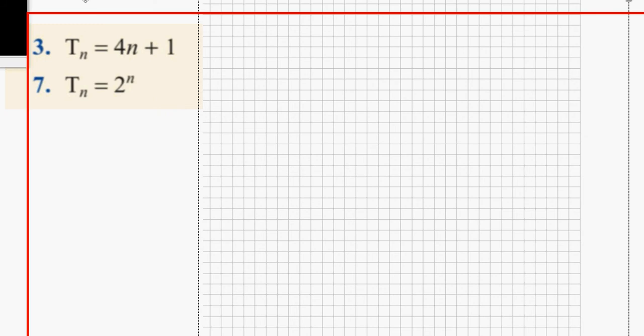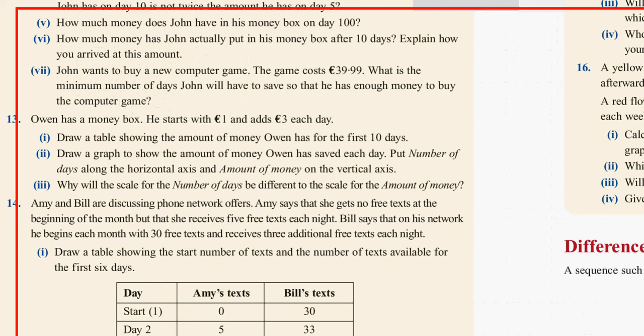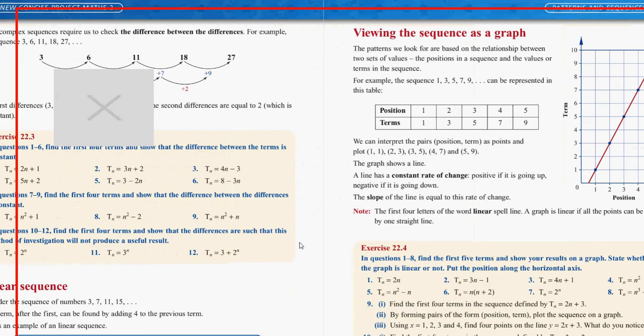What I'd like us to do, if we read the description on the previous page, okay? 3 and 7 would like us to get out the first 5 terms and graph it. We have to mention whether the graph is linear or not, and we have to put the position along the horizontal axis. So basically, the x-axis will always be 1, 2, 3, 4, and 5. Everybody get that? For T1, T2, T3, T4, and T5.